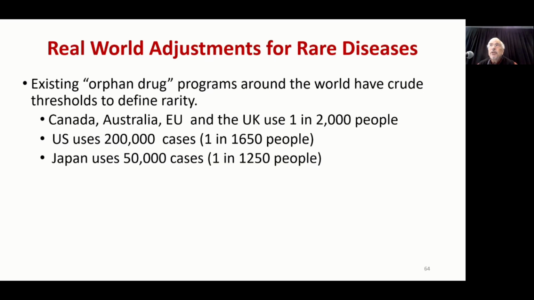Now, in real world adjustments to utility for orphan drug programs, none of them actually approach this concept of perfect horizontal equity. So in fact, what happens is all these programs have some threshold that says a disease is rare or it's not rare. And these thresholds differ a lot. In Canada, UK, and EU, it's 1 in 2,000 people. In the US, it's 200,000 cases, which is about 1 in 1,650 people. So it's a little more generous. And Japan has 1 in 50,000, which is a very generous rule.